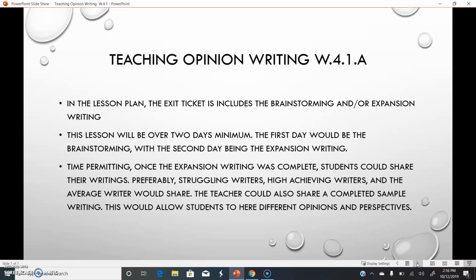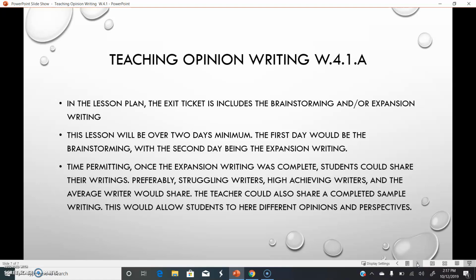So that I know if they had the right idea and we could move on, I would check their brainstorming and their expansion writing. In other words, I would read their writing to make sure that they had a firm grasp of what they were talking about. The lesson would be over 2 days minimum. The first day would be their brainstorming, with the second day being expansion writing.